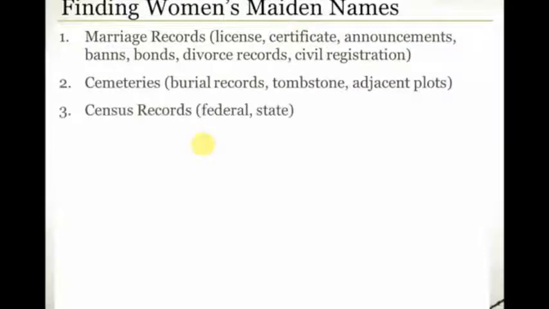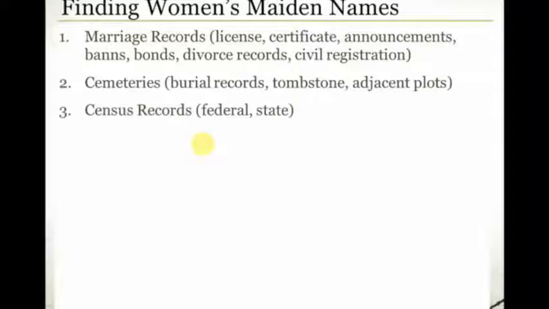Number two. Oh, I skipped ahead. Number two, cemeteries. Just because their maiden name isn't on the tombstone, pay attention to what else is going on. Look at the burial record. See if it has any information about her maiden name. Look at adjacent plots. Who's buried around them? Are there other family names that pop up close to them? Pay attention to the name of the cemetery. If your ancestor, Elizabeth Jones, was buried in the Lawrence family cemetery, maybe that's a clue that her maiden name was Lawrence. I'd go searching to see if I could prove or disprove that idea.